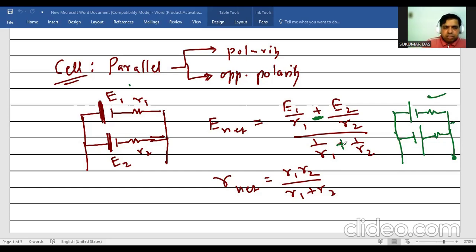Okay. So that is all about current electricity till now. We are left with the temperature dependency of resistance and also Kirchhoff's law. That we will see next time. Okay.